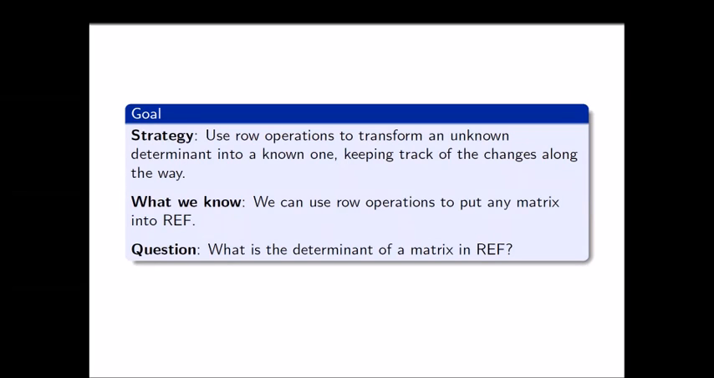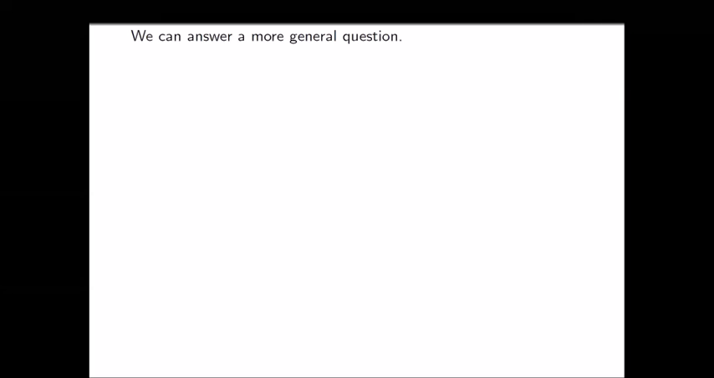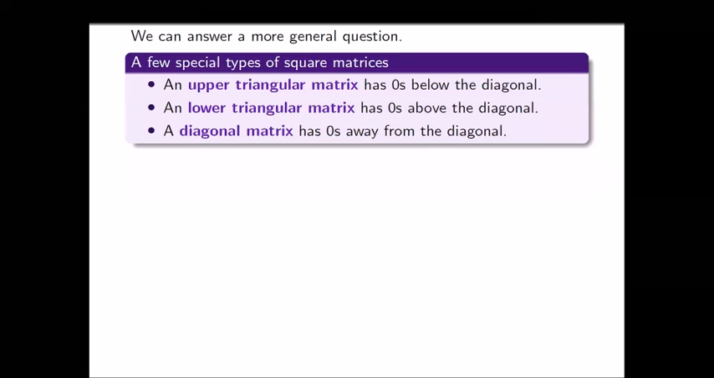What we know so far is that we can use row operations to put any matrix into row echelon form. So this begs the question, what is the determinant of a matrix in row echelon form? We're going to answer that in a more general setting. And for that, I'm going to introduce a few new special types of square matrices.